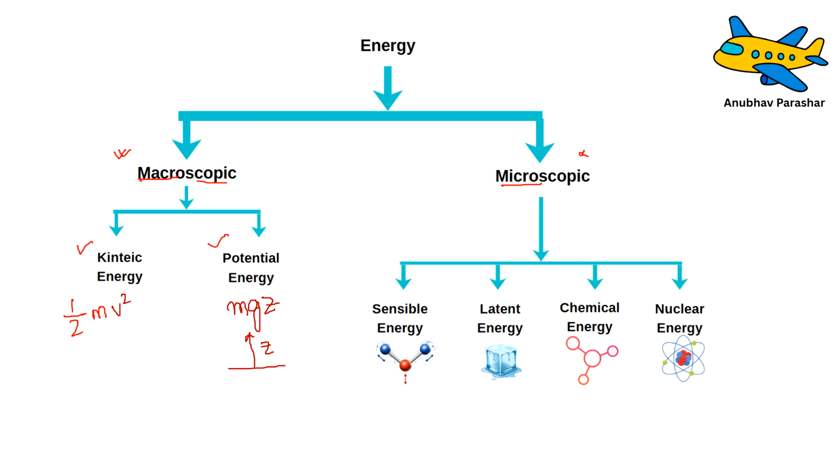But the microscopic energy, which is more important in case of thermodynamics, is something which we cannot see, which is molecular level energy. It is divided into four parts: sensible energy, latent energy, chemical, and nuclear. So let us try to understand what are these forms of energy. The sensible energy is the energy because of the vibrations of the molecules. Now the molecules will have vibration, translation, spin, rotation, all different types of motion. The energy possessed by the molecules because of these is known as sensible energy.